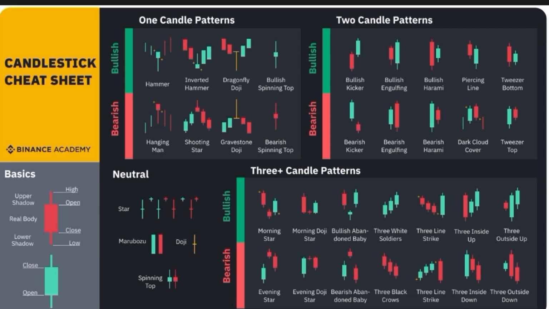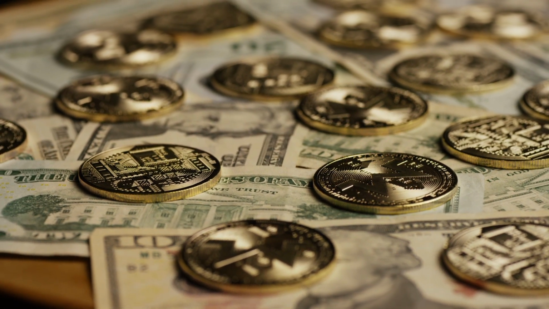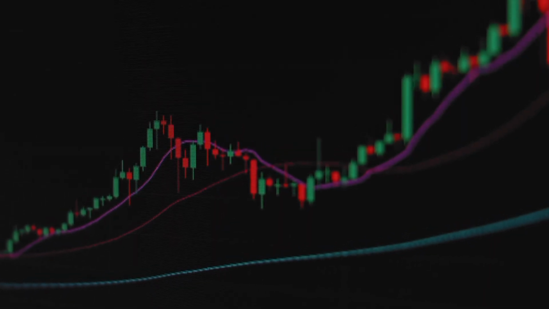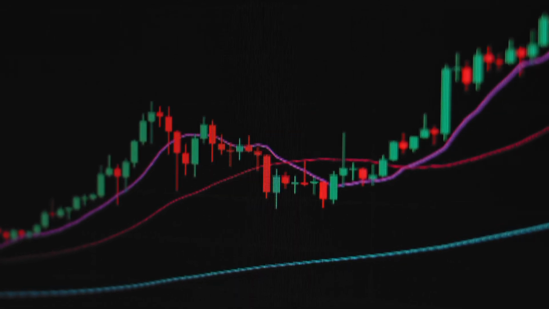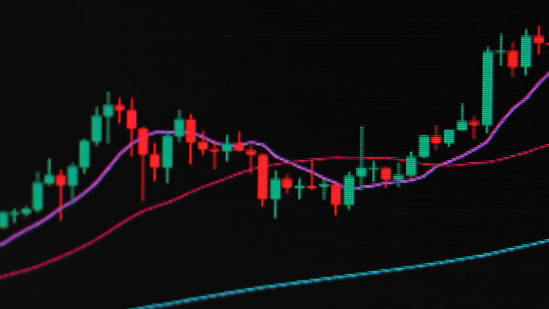The candlestick has a body and two lines, often referred to as wicks or shadows. The body of the candlestick represents the range between the opening and closing prices within that period, while the wicks or shadows represent the highest and lowest prices reached during that period. A green body indicates that the price has increased during this period. On the other hand, a red body indicates a bearish candlestick, suggesting that the price decreased during that period.